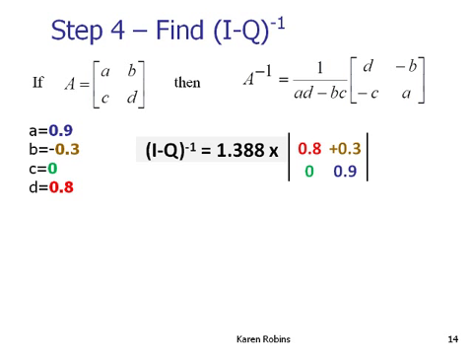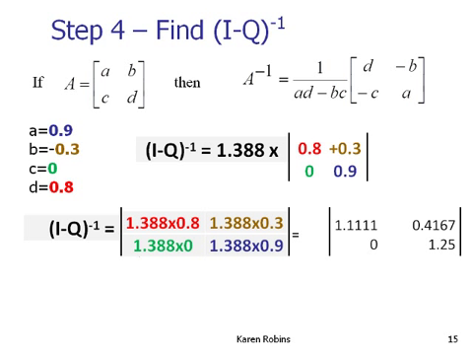Now when you're doing a multiplication with a single number and a matrix, you multiply each individual element by that single number. So we have 1.388 times 0.8, 1.388 times plus 0.3, 1.388 times 0, 1.388 times 0.9. So we can now see this matrix multiplication, and if we calculate these values, we get 1.111, 0.4167, 0 and 1.25. Remember to keep enough decimal places so that your answer is accurate enough.